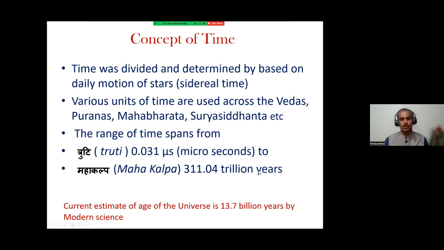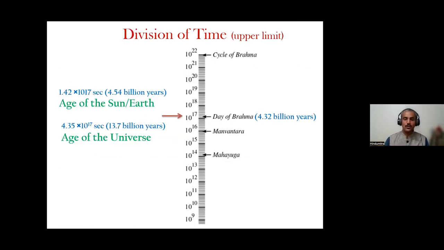Why our ancestors chose to have this wide range of time and what purpose it served them, we may never know because we lost the direct scientific connection with that. But there is something that existed. Interestingly, the upper limit of time is defined in Mahayugas, Manvantaras, Day of Brahma and Cycle of Brahma. So the Day of Brahma is approximately 4.32 billion years, according to our Puranas. The current science has estimated the age of the sun and earth, and it is approximately the Day of Brahma. That is an interesting analog we find.